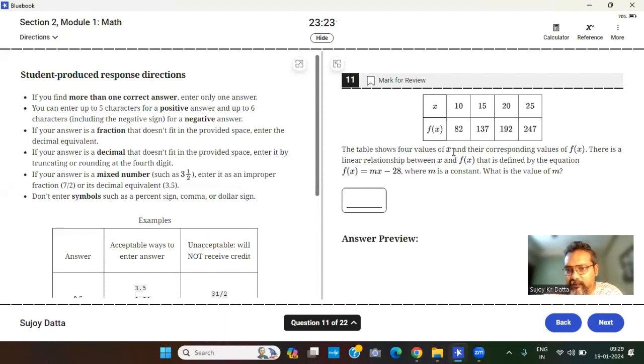This table shows values of x and f(x). f(x) means y. There's a linear relationship where m is a constant. That is basically y equals mx plus c. If you know, m is the slope. Slope is calculated as change in y upon change in x. So if this is my y1, this would be x1, this is y2, and that's x2. So my slope is y2 minus y1, so 137 minus 82, upon x2 minus x1, which is 5. So I subtract on top, so I've got 55 upon 5, so that's 11. So the value of m is 11.